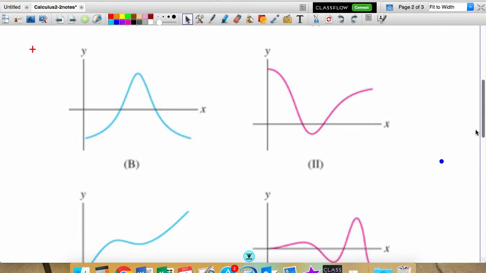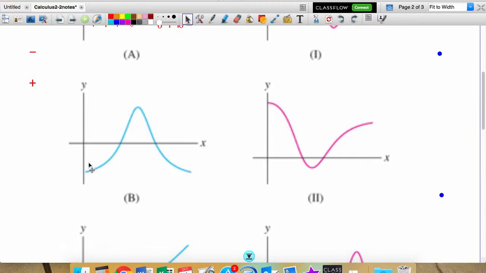Let's take a look at B. If we look at the slopes of the tangent, it looks like our slope is maybe starting off at 0. We're not quite sure, but it definitely has some positive slopes afterwards. So there's some positive slopes here.